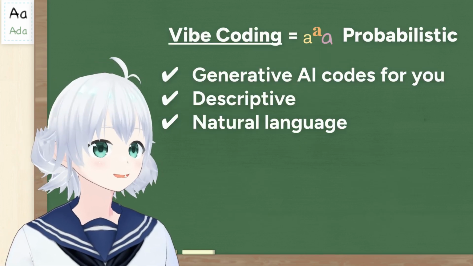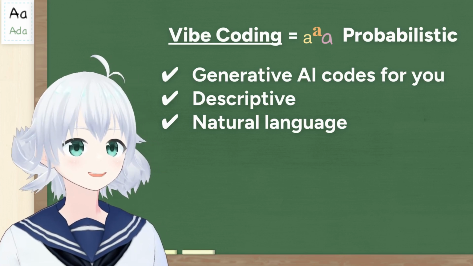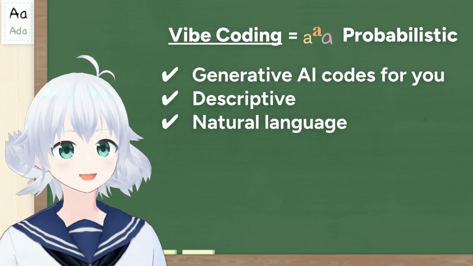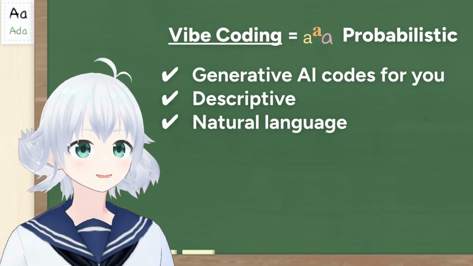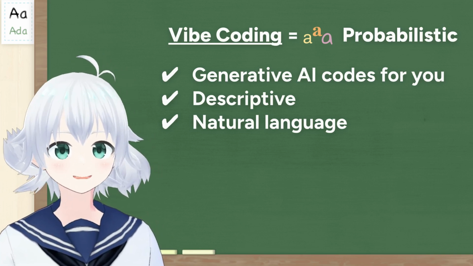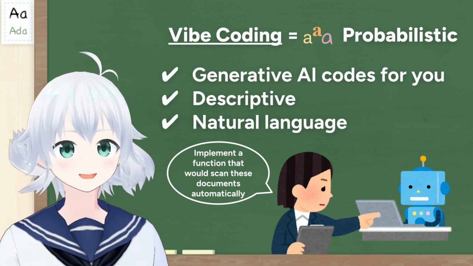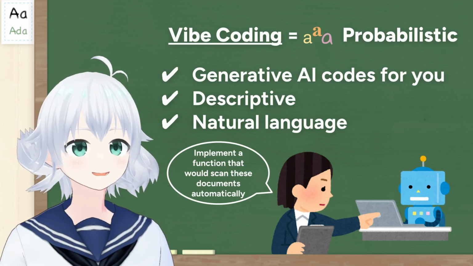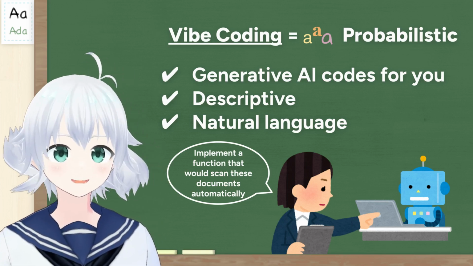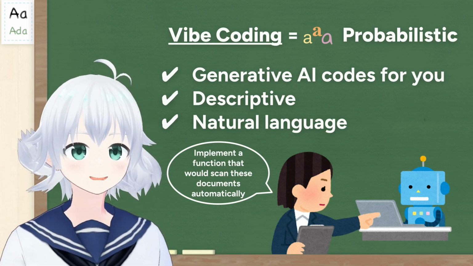First, let's define what vibe coding is. This is you conversing with an AI to generate code, but you don't necessarily have to be technical or know how to code. The keyword here is describe. You describe what you want to build with natural language. Think of it like you're the boss and you request to your IT department, "Hey, can you implement a function that would scan these documents automatically?" It's similar to you conversing with AI. Hence, coding becomes intent and context driven.